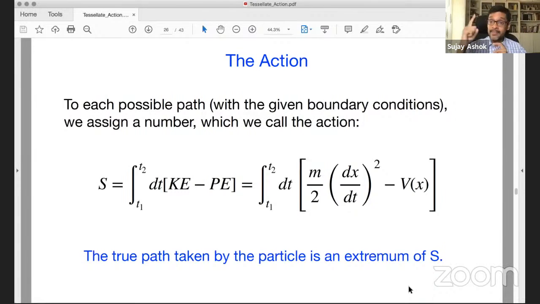See, this should remind you of the time problem. Light goes from A to B. There are many paths, right? Each of these has different times. The right path is the one that has the shortest time, or the extremal time.